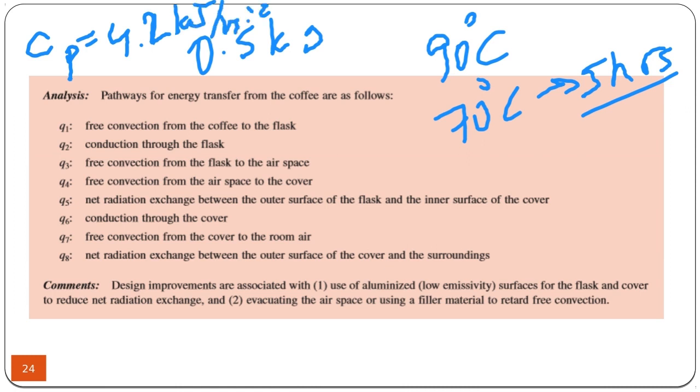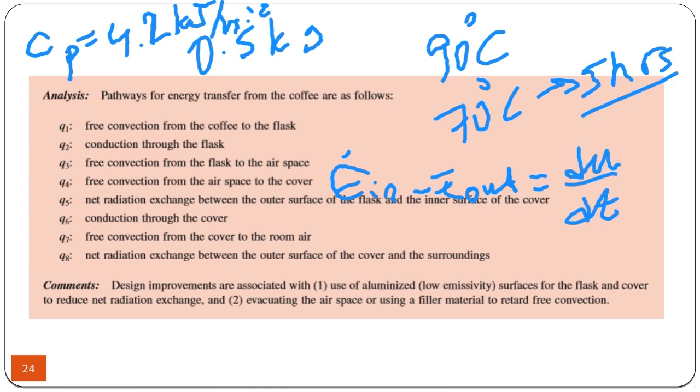So how can you calculate this? What is the change of the internal energy of the coffee? Because the conservation of energy says that E in minus E out is equal to dU/dt, right? There is no E in, but there is E out, which is the heat loss. So heat loss is equal to dU/dt. And how can you write the dU/dt?